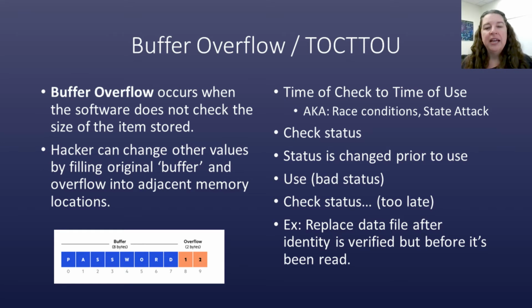The time of check, time of use, or time of check to time of use, depending on how it's acronymed out, is what we call a race condition or a state attack. What happens is you're going to check the status of something. If that status changes prior to the use, it can then be used even though it shouldn't be. We're not checking the status before it gets used. So how long is it between the time that you checked and the time you actually used it? In some cases, these can be seconds, minutes, sometimes hours.